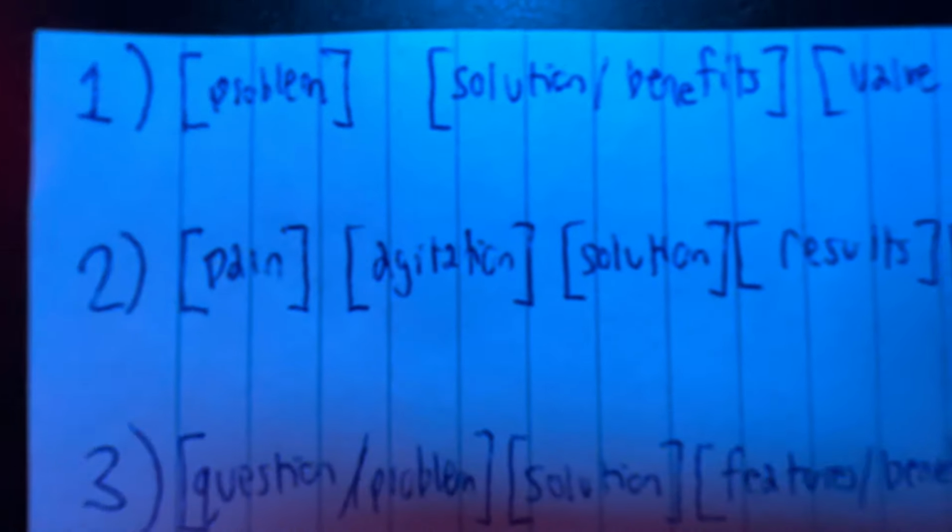Okay, cool. This is the second one. Pain, agitation, solution, results, social proof, call to action. Not that much different. Pain will be, again, are you feeling overweight? Agitation would be, is that stopping? Let's say I'm talking to a young guy that wants a girlfriend. Are you feeling overweight? Is you being overweight stopping you from finding your dream girlfriend?